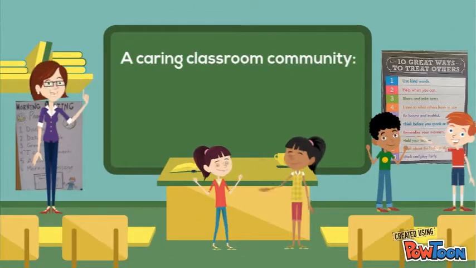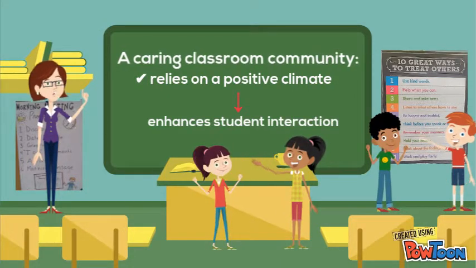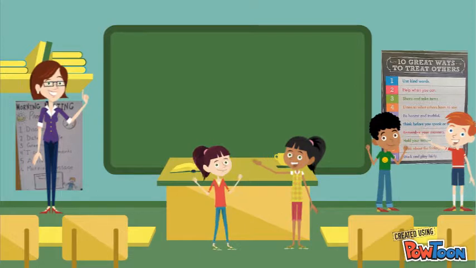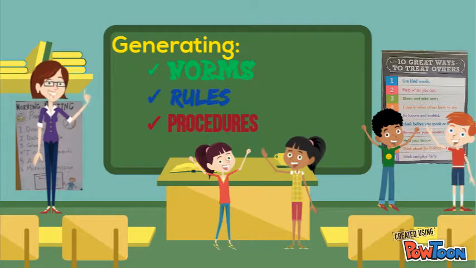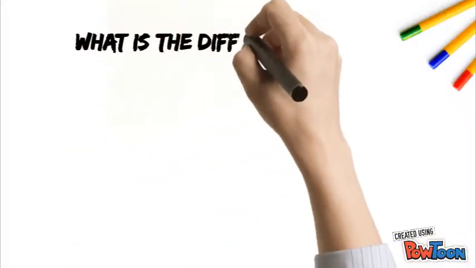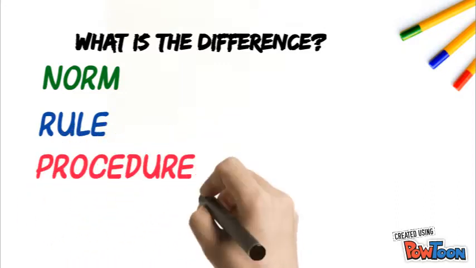A caring classroom community relies on a positive climate that enhances student interaction. An important step in creating this climate is generating norms, rules, and procedures for the class. First, what is the difference between a norm, a rule, and a procedure?